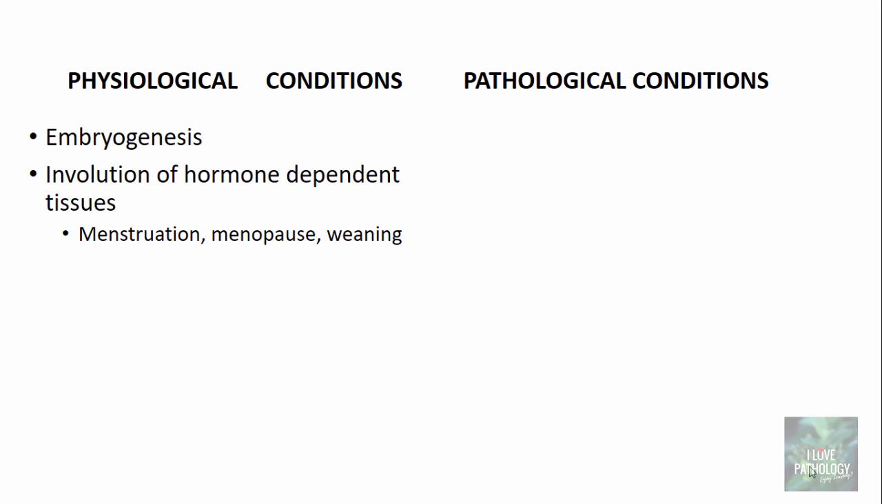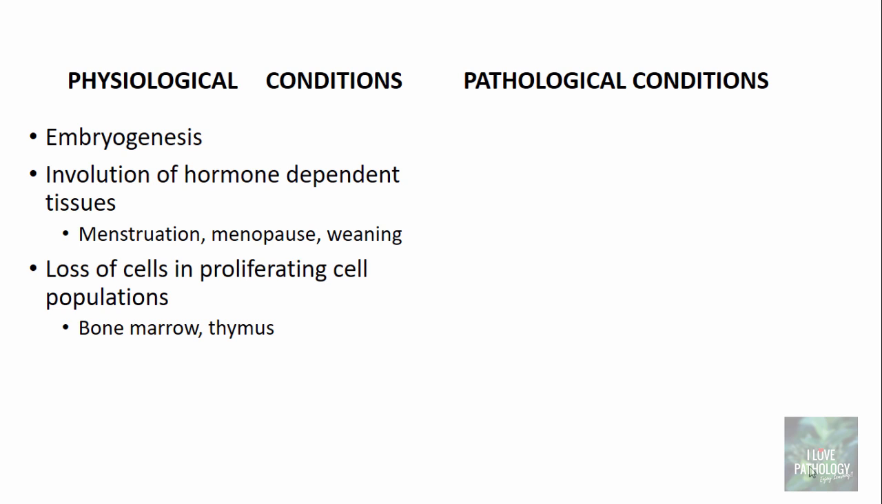The second one is involution of hormone dependent tissues, for example, menstruation. The sloughing of the lining of the uterus, or the endometrium, is because of apoptosis. The atrophy or atresia of follicles of the ovary in menopause is because of apoptosis. The regression of the breast parenchyma after lactation during weaning is because of apoptosis.